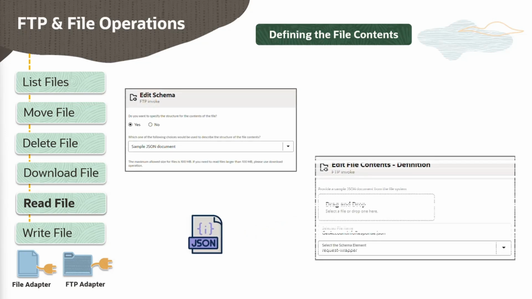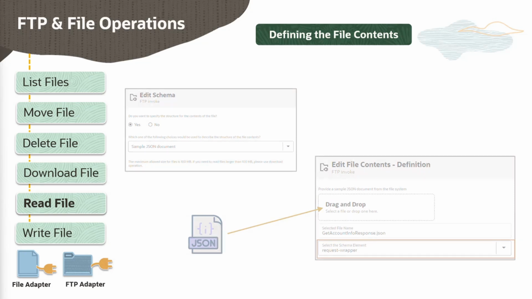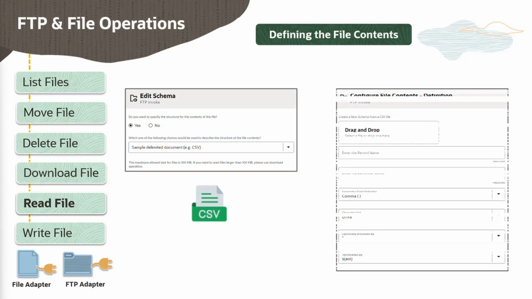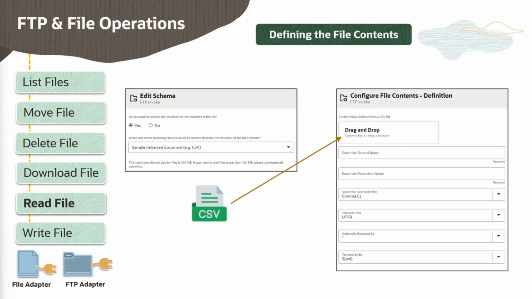You can also choose to provide a sample JSON document, then select the schema element, which will often just be the request wrapper. The final option is to upload a sample delimited file, which then allows you to define and build an XML schema based on the contents of that file.